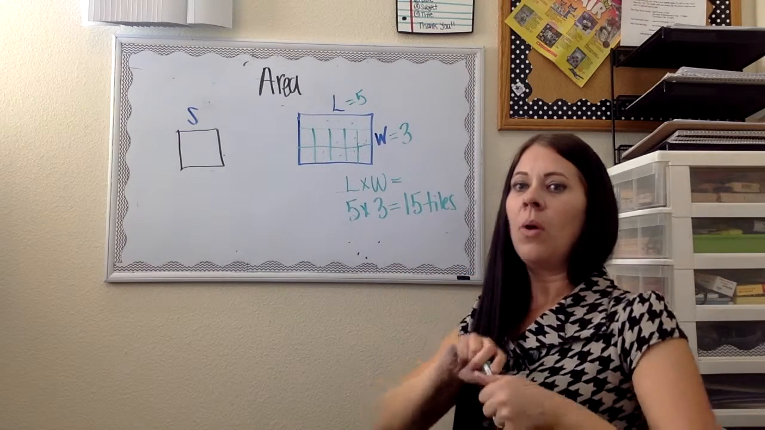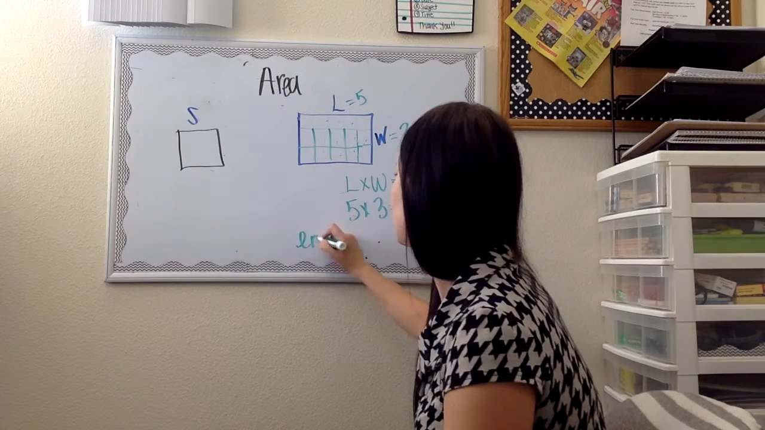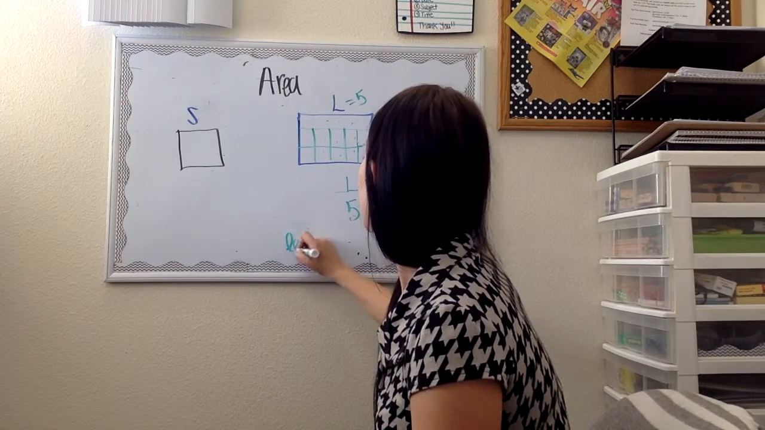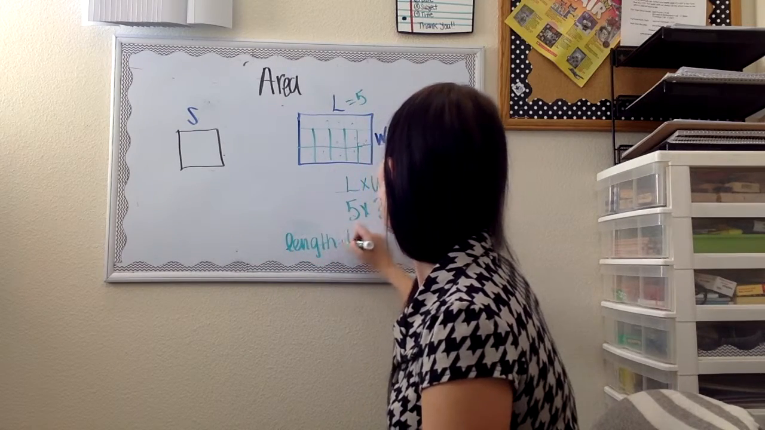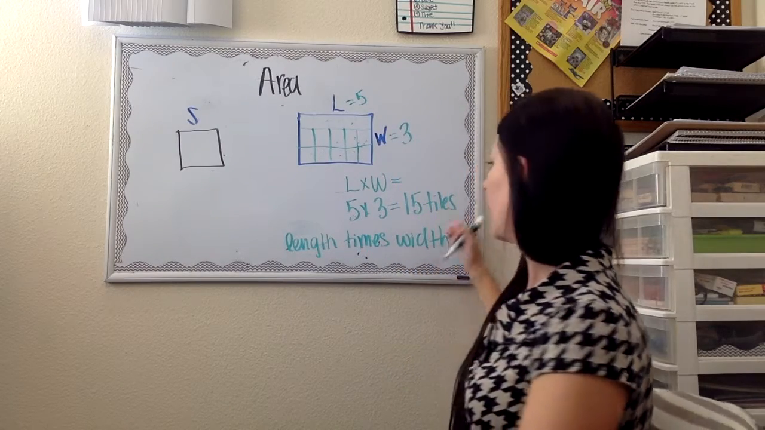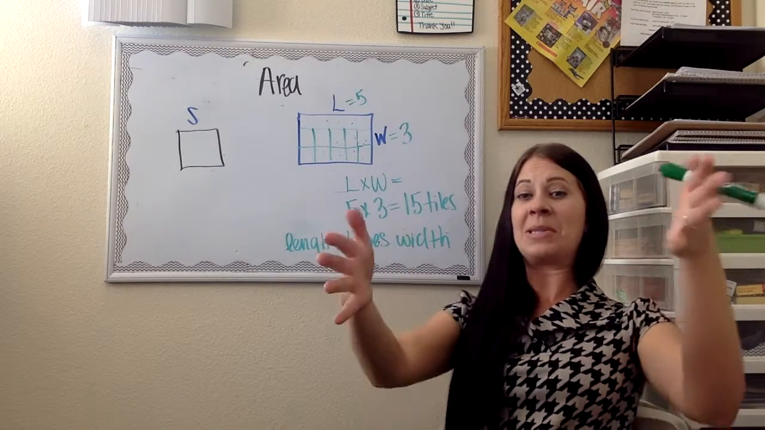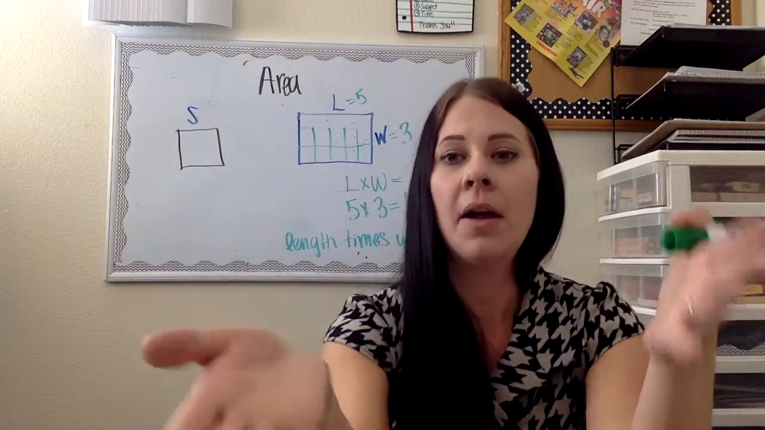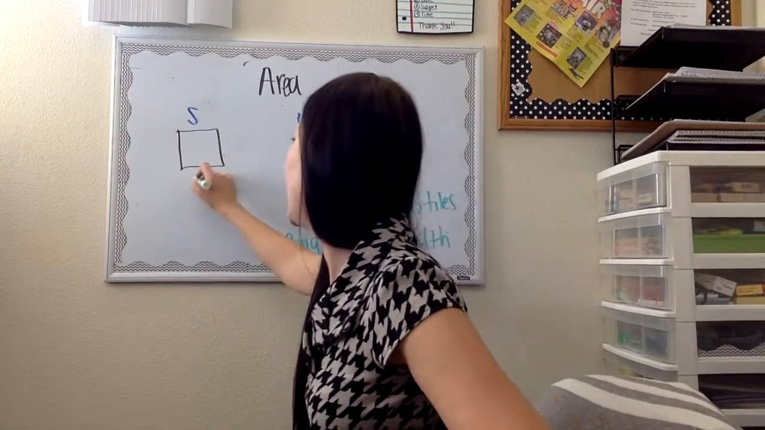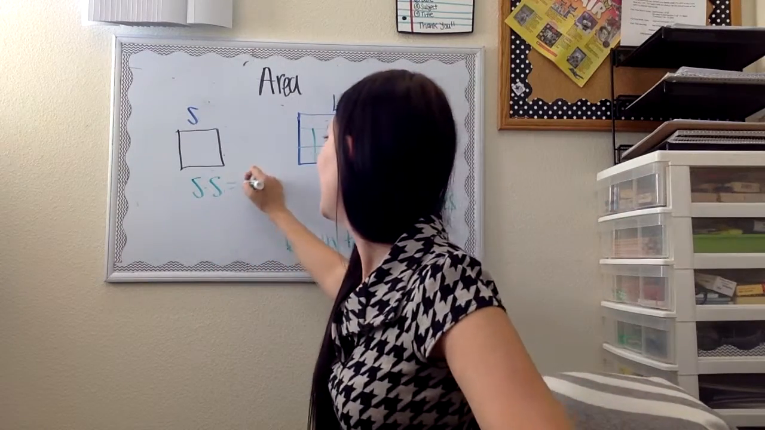Okay, so when we talk about area, we say length times width. Okay, now with our square, I really want you to pay attention to this part. With our square, because the length and the width are the same exact number, we can say S times S, but that really means S squared.